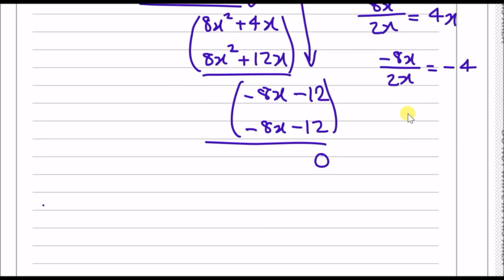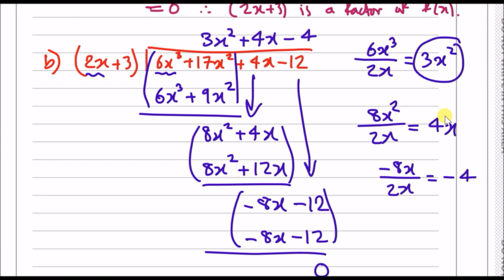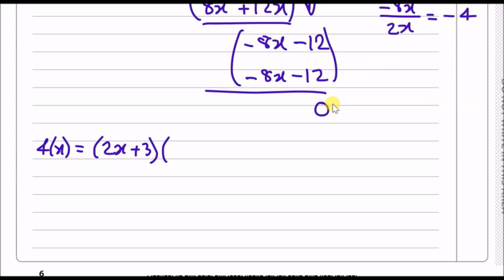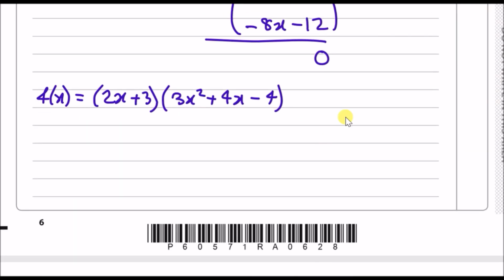So we can now say that f(x) equals the linear term, 2x plus 3, times the quadratic term, which was 3x squared plus 4x minus 4. Factorizing the second part now, and we'll be done here. We should get a result of something like this: 2x plus 3, and then the first bracket should have a 3x, and the second bracket should have an x. Why?